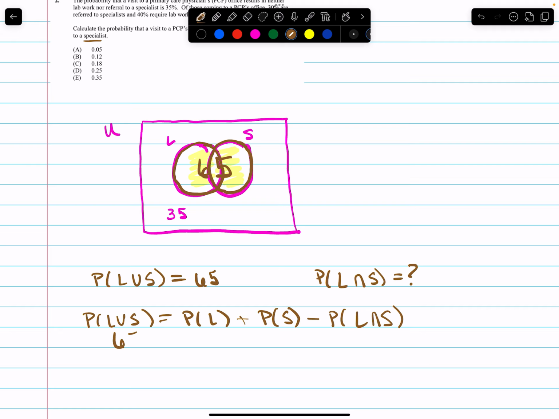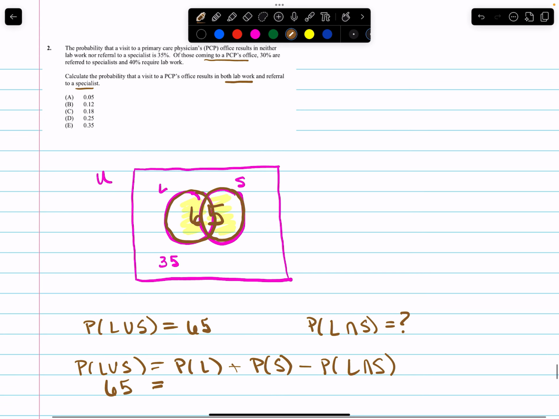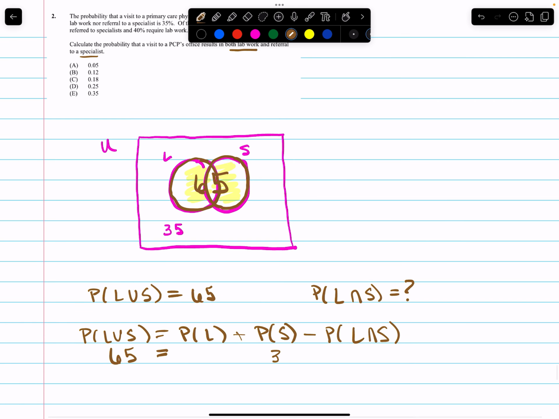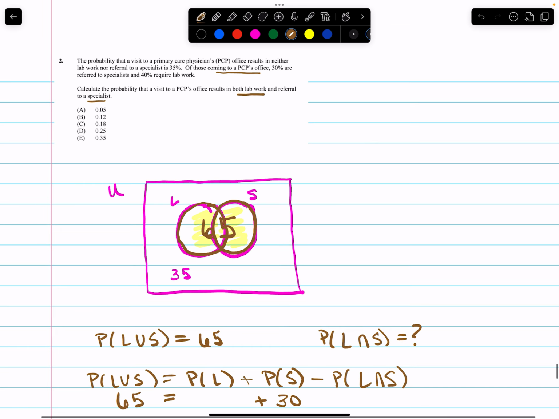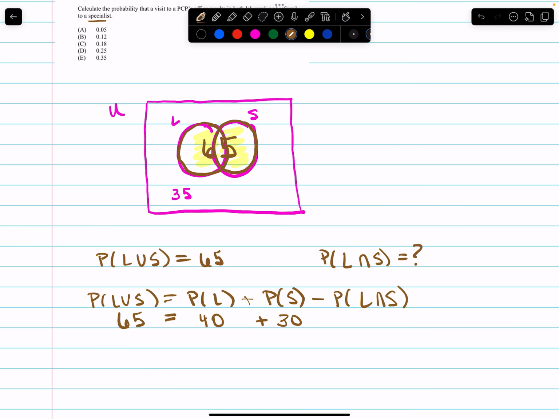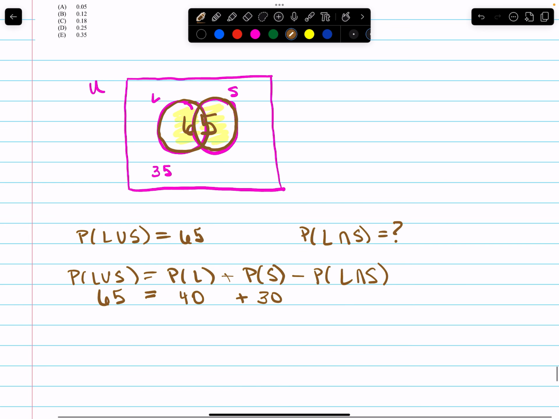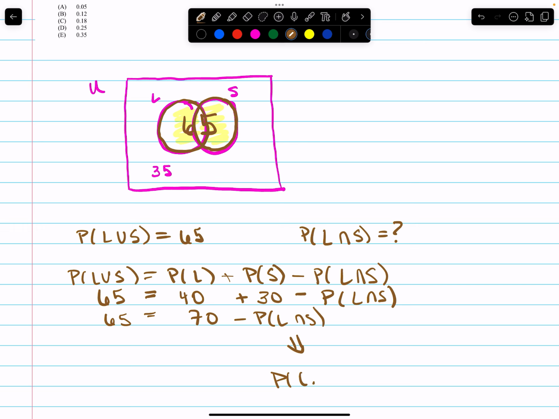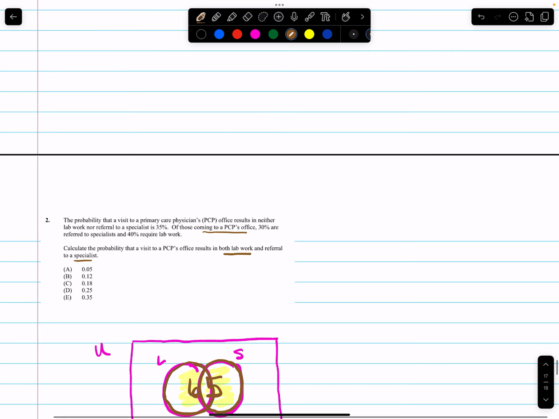So we know this is 65. We got that from our first sentence. And those other two sentences: 30% are referred to a specialist, so that one's 30, and 40% require lab work. And that is equal to the sum of those minus the intersection, and that's enough to tell us what that intersection is. So 65 equals 70 minus this intersection. Clearly, our intersection is 5%. So our answer is A.